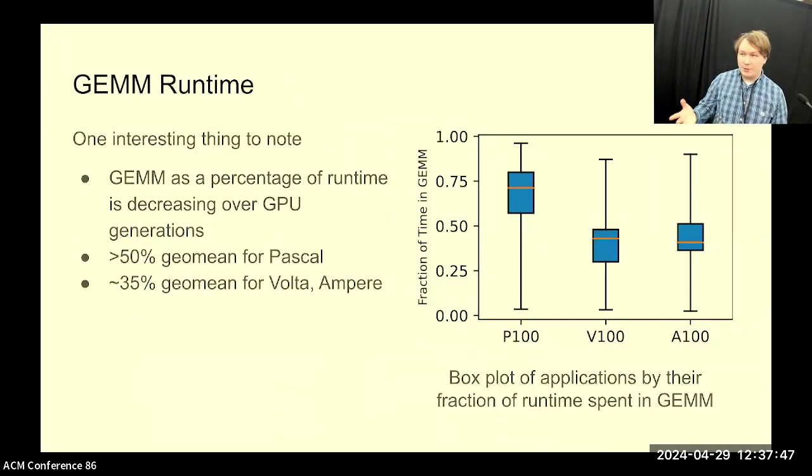And speaking of GEMM in particular, one thing that I want to note is that over GPU generations, we notice that the percentage of runtime that goes to GEMM is actually decreasing. This is mostly a consequence of Volta introducing the tensor core and increasing the tensor peak compute by, I think, a factor of 8 or so. And so we see this geomean of 50% runtime in Pascal go down to about 35% for Volta and Ampere.